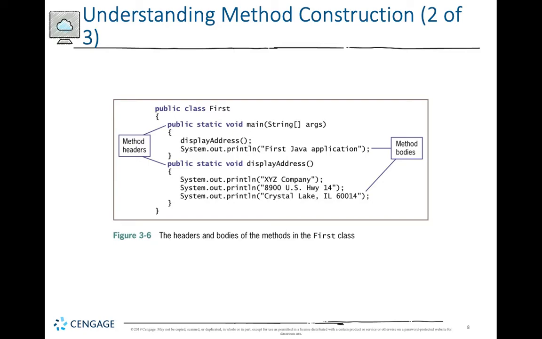Static methods, you don't have to instantiate the class it resides in. You can literally say first dot display address, or the name of the class dot the name of the static method. So as you look at that, this is important to think about static and non-static. Okay, let me give you a little extra here.